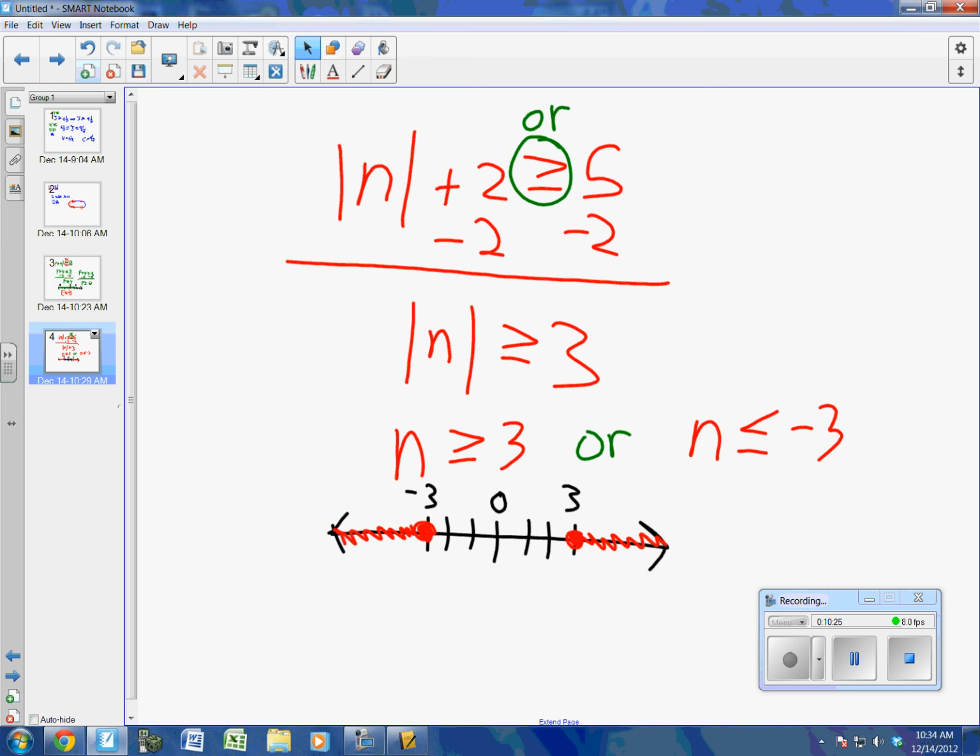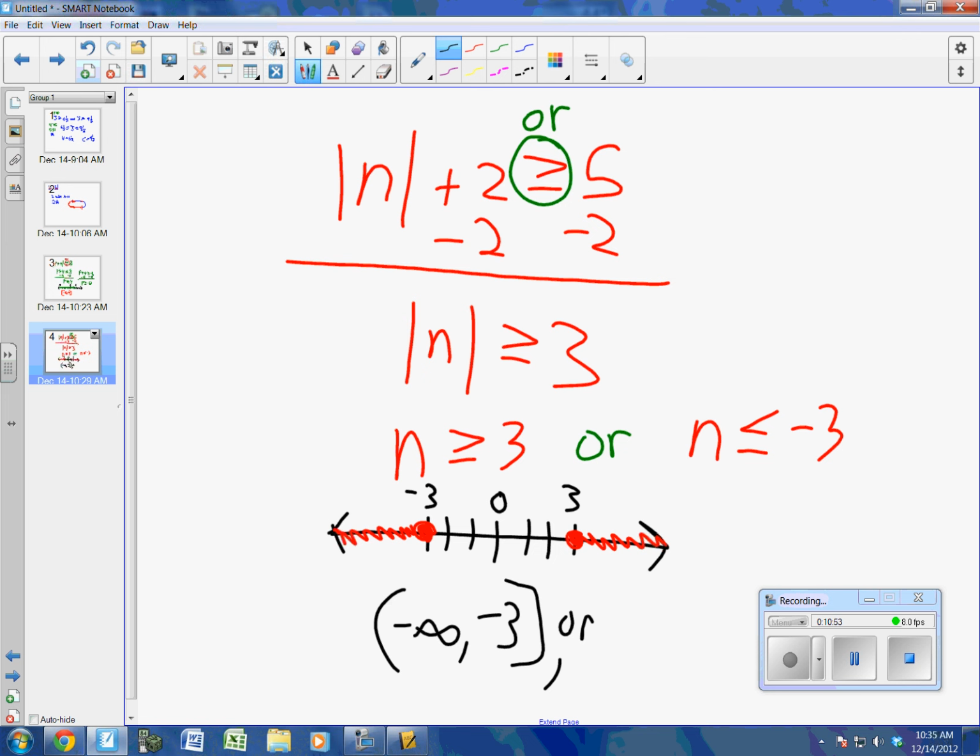So right here, we get the interval. What's the interval going to be? Negative infinity. If it goes in the negative direction, it's negative infinity. To where? Negative 3. Bracket. And what's the other one? Or what? Bracket 3, comma. Good. Positive infinity. That's it right there.